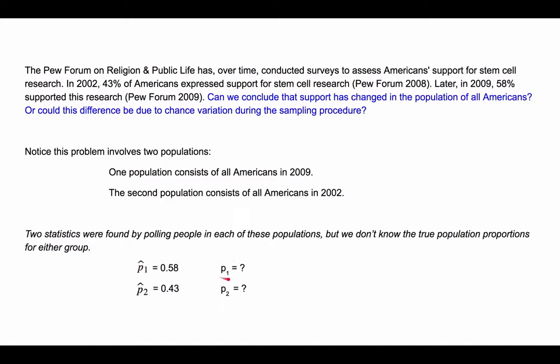Now p1, the true population proportion of Americans who supported stem cell research in 2009, we actually don't know what that is. And p2, the one without the hat, we actually don't know that either. That is the true proportion of Americans, if you looked at every single person, who supported stem cell research in 2002. That's unfortunate, because if we knew what p1 and p2 were, then we would know for sure whether or not the rate at which people supported stem cell research increased. Unfortunately, we've only taken a smaller sample of people and found these numbers based on that, so we aren't really certain that support has gone up.